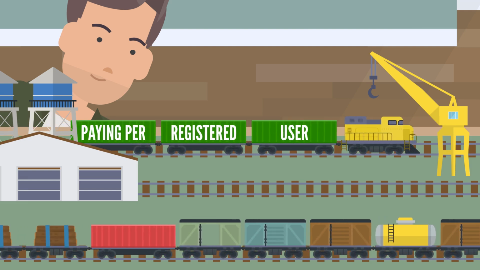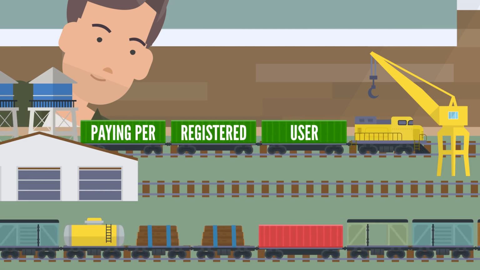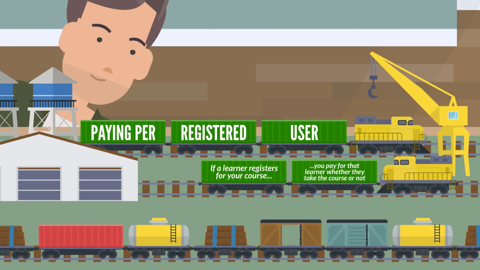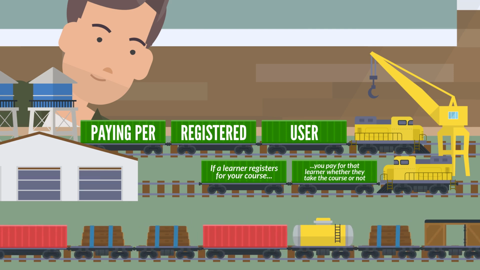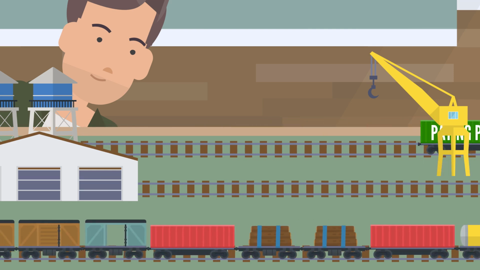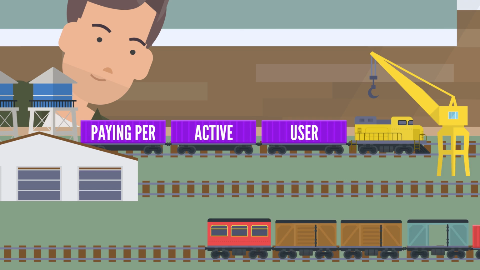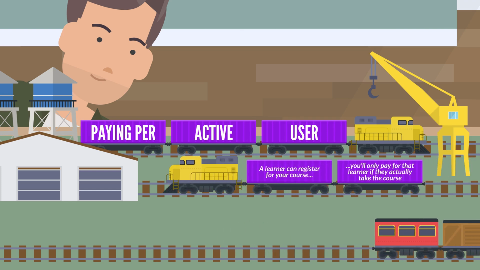Another model is paying per registered user. This is self-explanatory. If a learner registers for your course, you pay for that learner whether they take the course or not. The third model is similar, paying per active user. A learner can register for your course, but you'll only pay for that learner if they actually take the course.